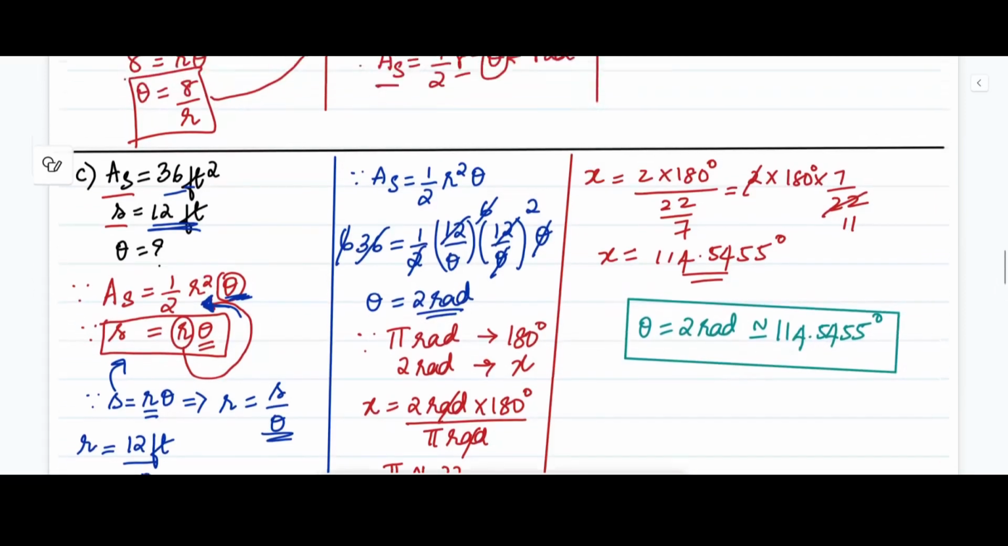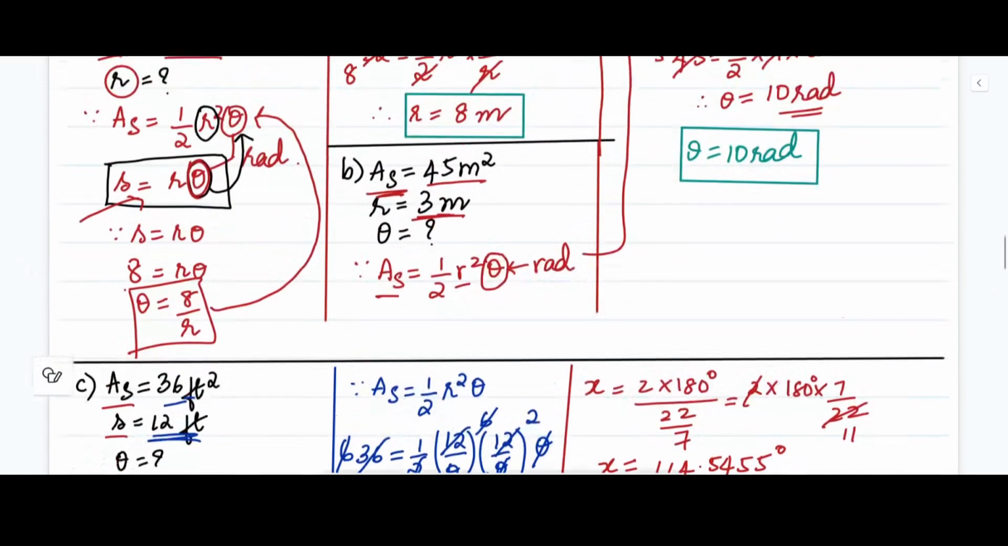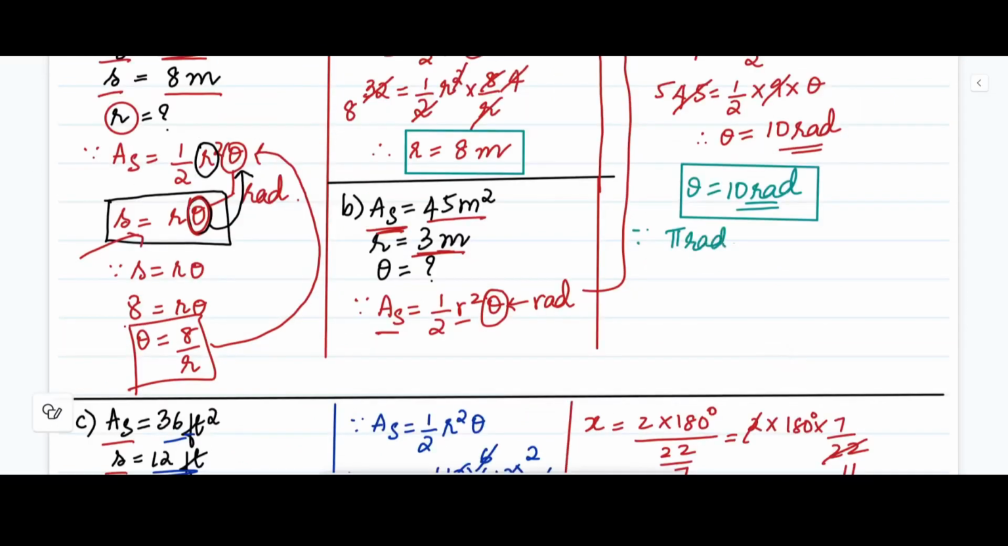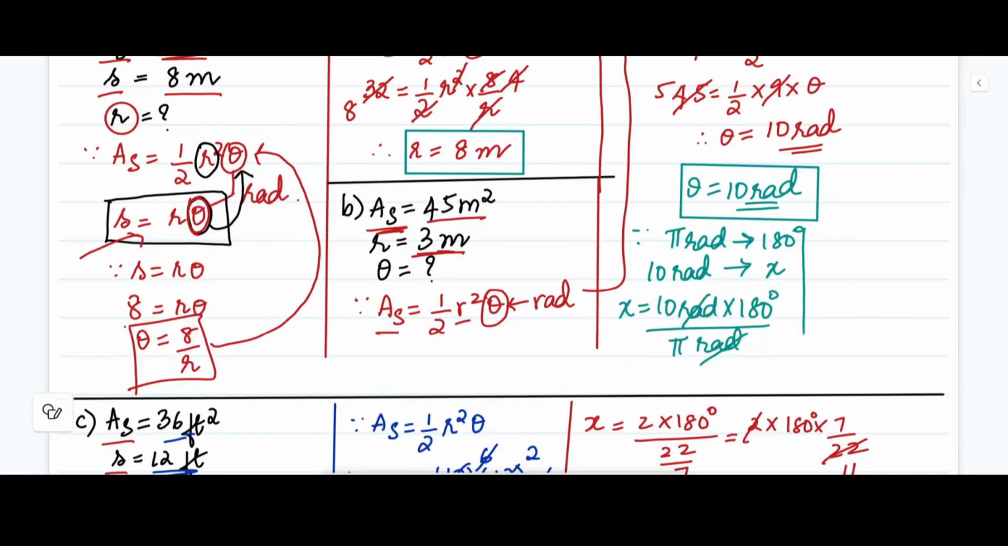We can use the same technique to find the value of theta in degrees in the previous question. That is, pi radians is equal to 180 degrees. So therefore, how much is 10 radians in degrees? Let this be x. When we cross multiply this, we get 10 radians into 180 degrees divided by pi radians. So radian unit and radian unit cancel out each other.